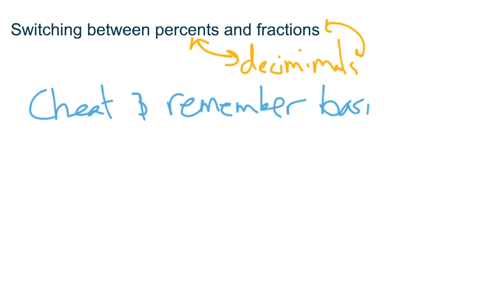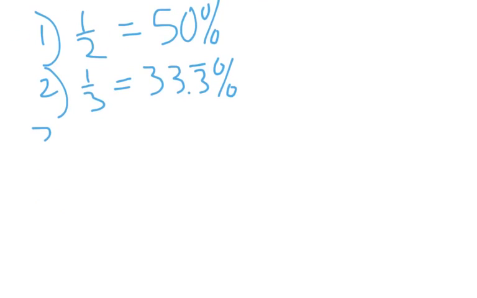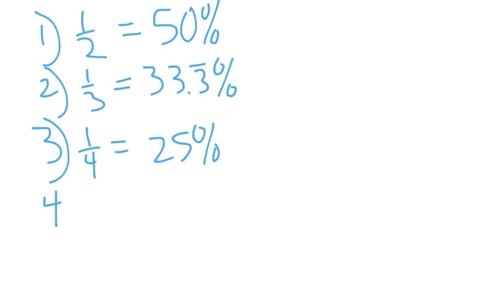basic fractions. And so I want to jot down a few that we should be familiar with. And some of them you probably already are. So for example, 1/2 is equal to 50%. Number 2, 1/3 is equal to 33.3 repeating percent. Number 3, 1/4 is equal to 25%. Number 4, 1/5 is equal to 20%.